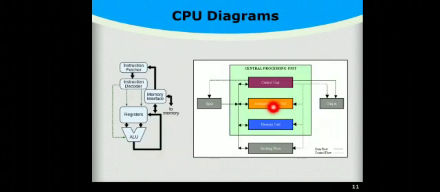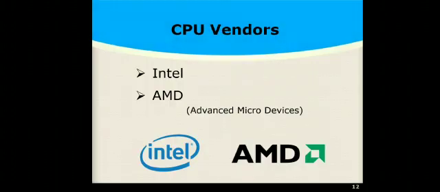This is the line diagram of the CPU. You can see the control unit, ALU and memory unit all work together. We give the input, it will be processed, and output will be given according to our input.